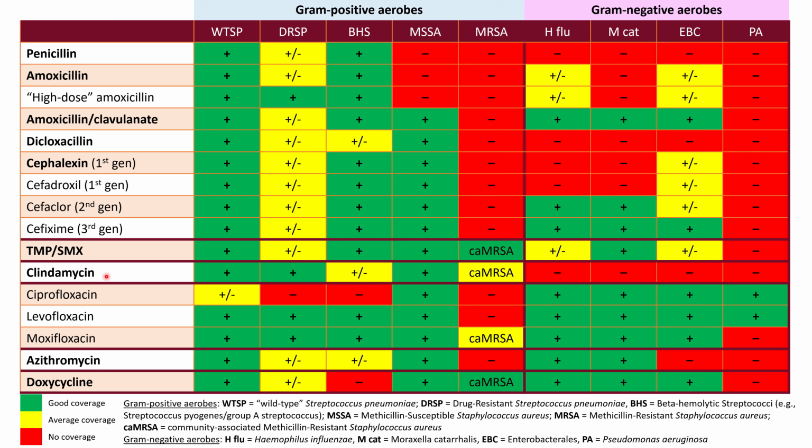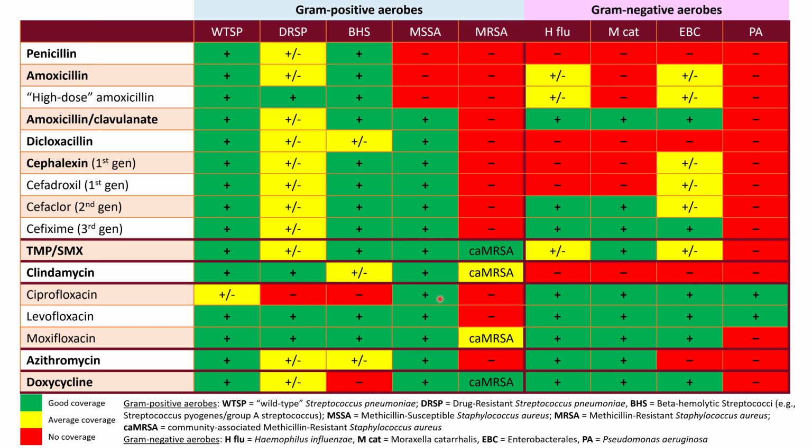With clindamycin, as I mentioned, there is an increasing rate of resistance in beta hemolytic strep. The same is true in community-acquired MRSA, where there is an increasing rate of resistance to clindamycin. It does, however, maintain good activity against MSSA.